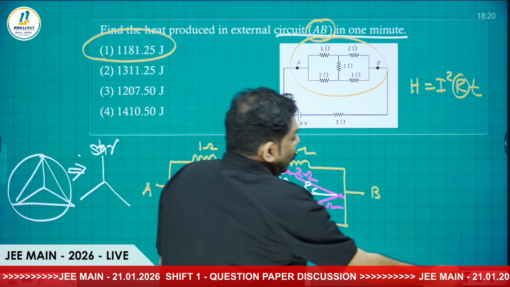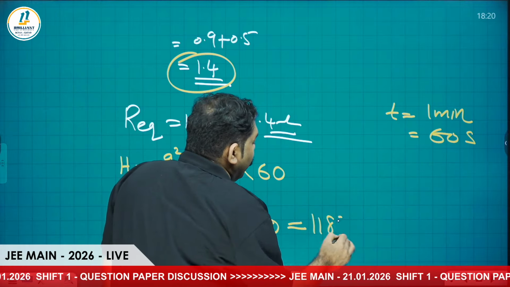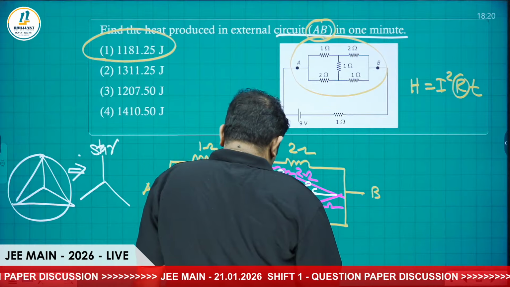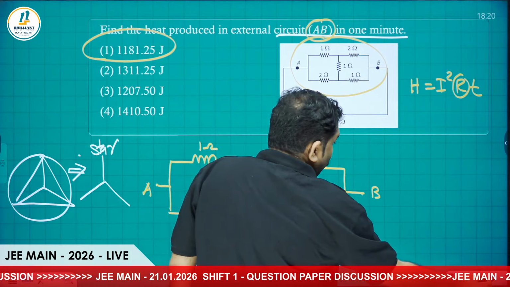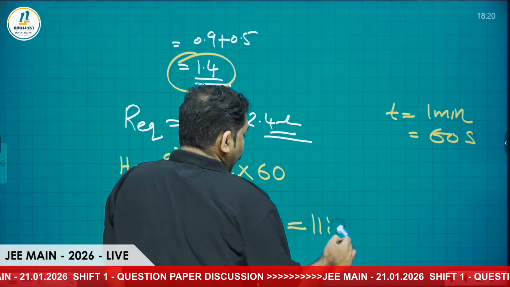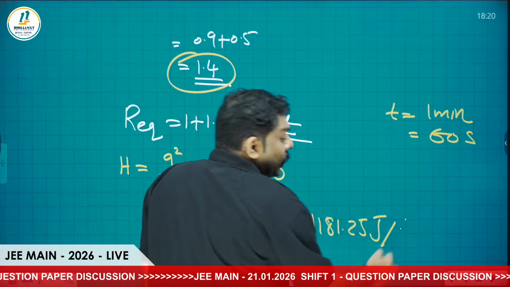1181.25 joule is the right answer. You can verify the answer in a calculator also. 1181.25 it is coming, so we can say the value correctly, 1181.25 joule.